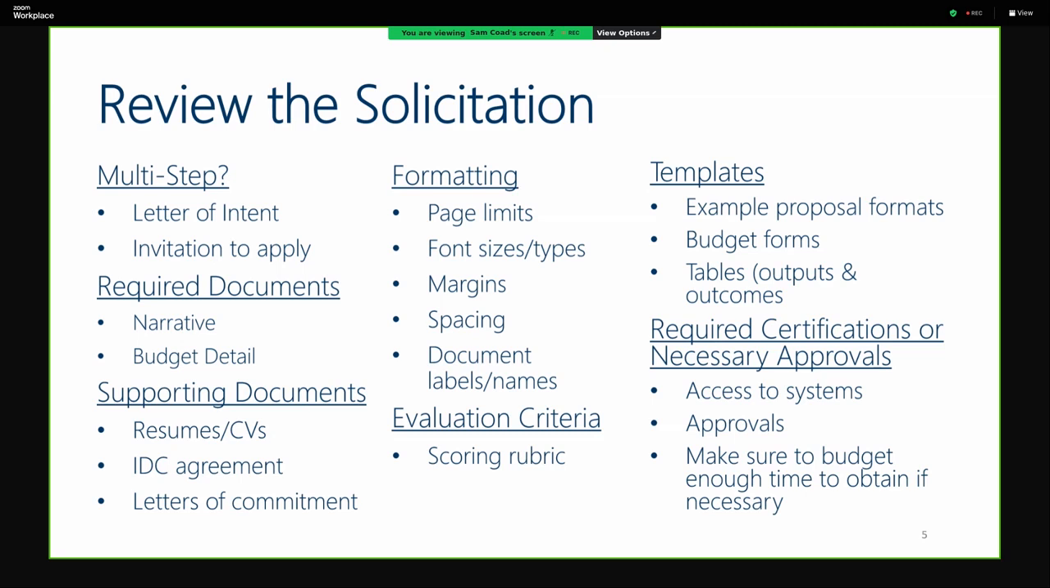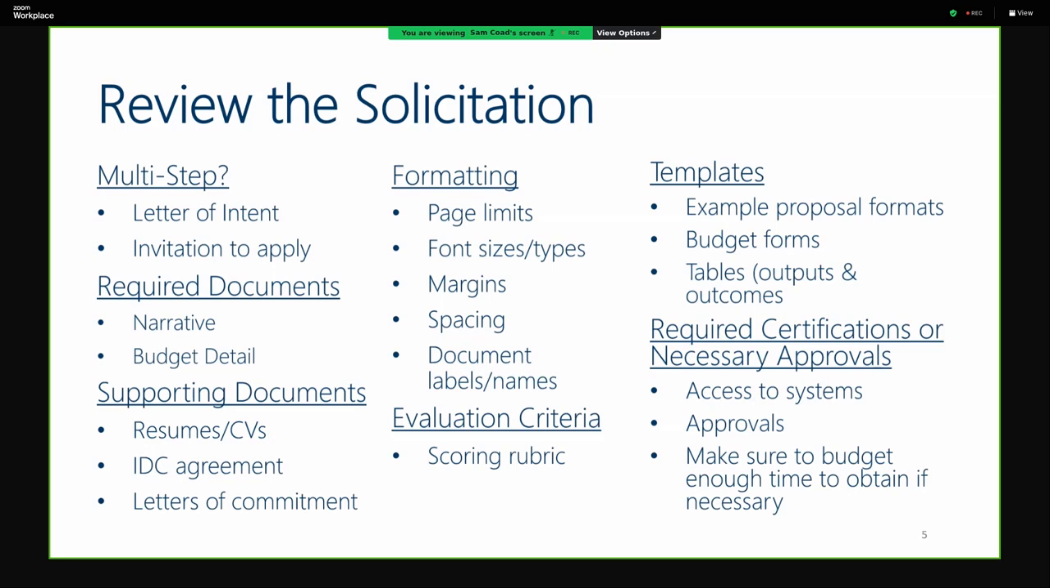Okay, and then you also want to review the required documents, the supporting documents, formatting requirements, evaluation criteria. All of those things are going to help you form an outline to put together your proposal. One of the most useful things in a solicitation is if they have evaluation criteria. Scoring rubrics are fantastic. It'll give you an idea of what the agency puts more weight on and what you want to focus more on in your proposal.